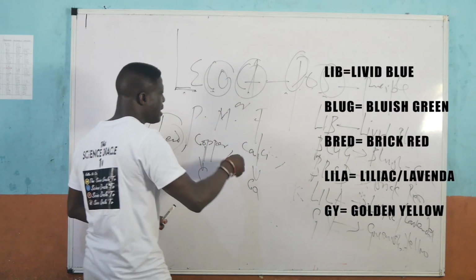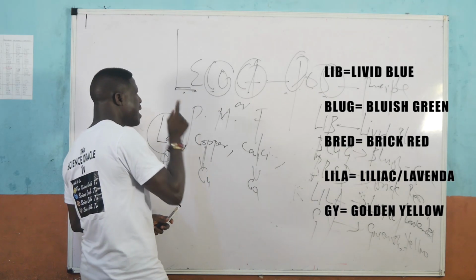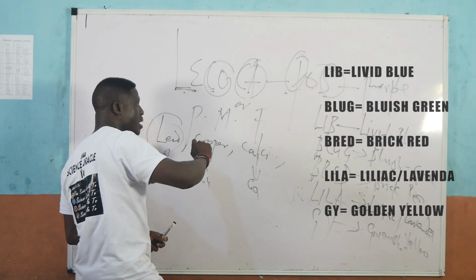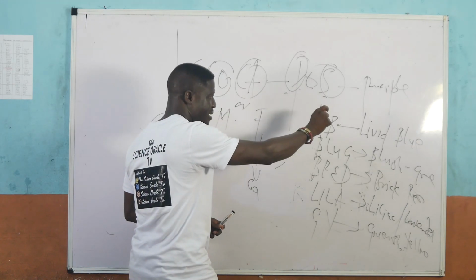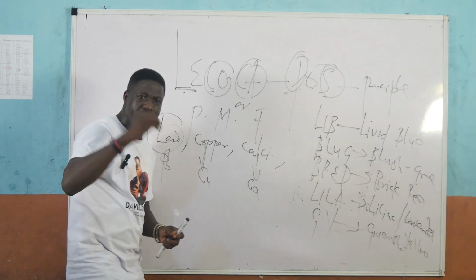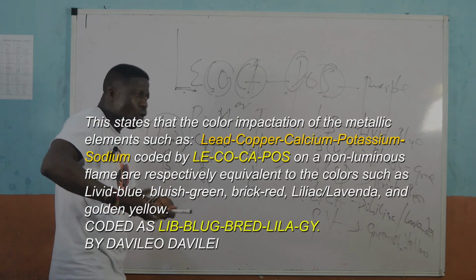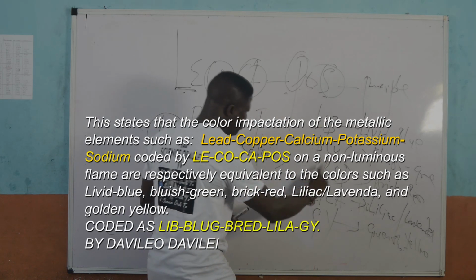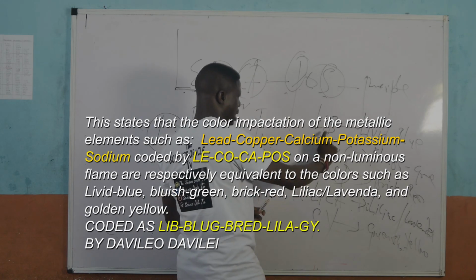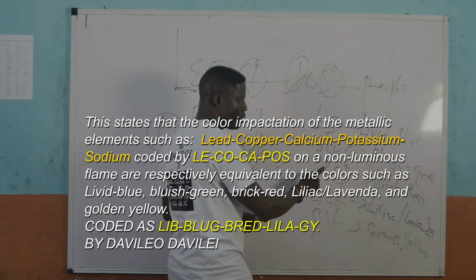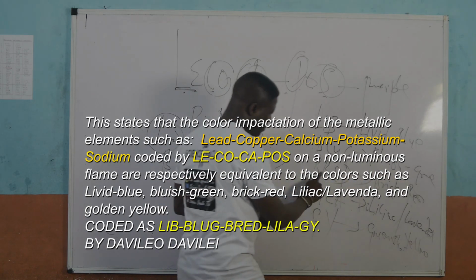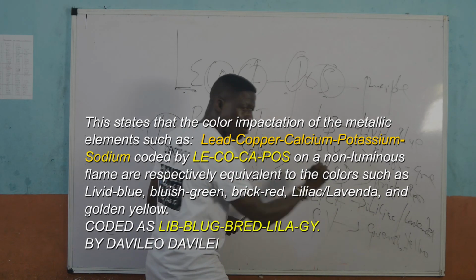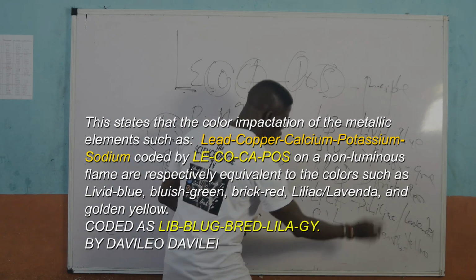It means that when these metallic elements such as lead, copper, calcium, potassium, and sodium, coded as Lefoka POS, are heated on a non-luminous flame, their color impartation corresponds with the code lead block bread lila G. Where, like I said before, lead connotes livid blue, block connotes bluish green, bread connotes brick red, lila stands for lilac or lavender, and of course G stands for greenish yellow.